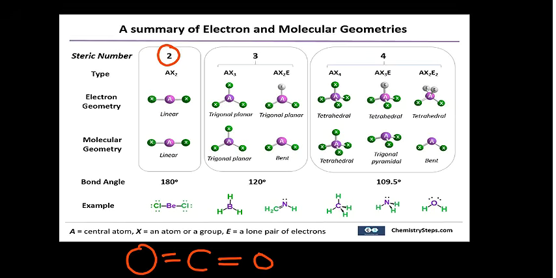There are clearly no lone pair electrons on the central atom. That's why the electron geometry and the molecular geometry are one and the same. They are the same because there are no lone pairs of electrons. Linear means straight, like a line. So the angle between the two bonds, or the two sides, is 180 degrees. We understand that in a straight line.